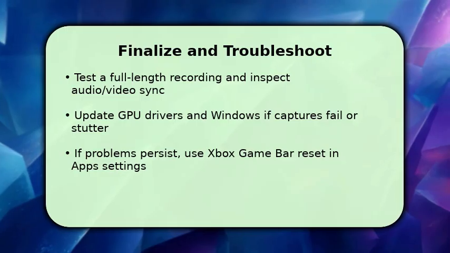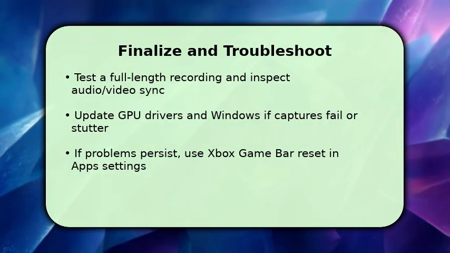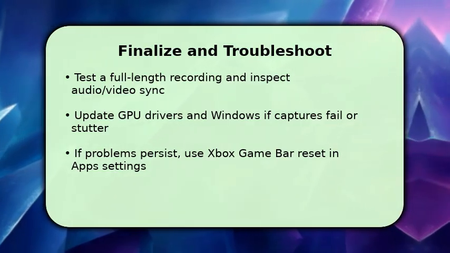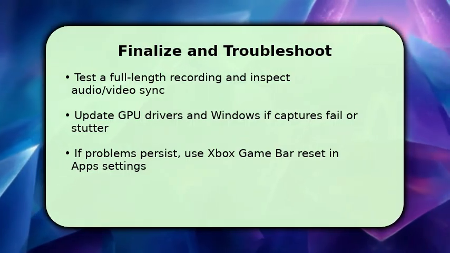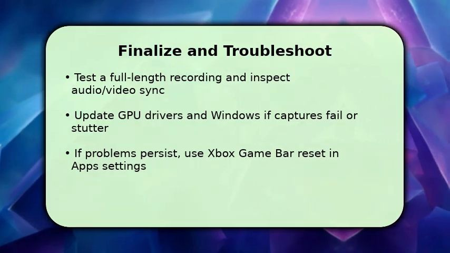You finish by running a full-length test recording and reviewing the file for audio sync, dropped frames, and visual artifacts. If you spot issues, update your GPU drivers and apply Windows updates because capture relies on current codecs and drivers. Make sure Game Bar has the necessary permissions in privacy settings.